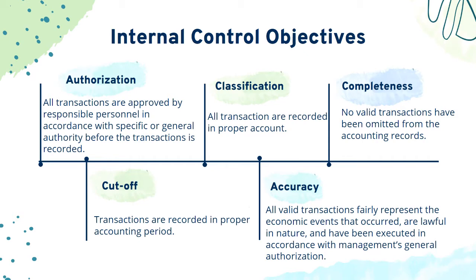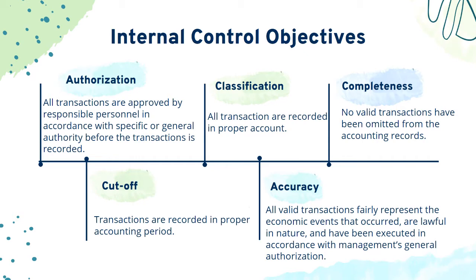Other than that is cut off. Transactions are recorded in the proper accounting period. For example, if goods are delivered prior to year end, they are included in the cost of goods sold, not inventory. In other words, now we are in year 2020, right? So meaning to say that all transactions that occurred from 1st January 2020 until 31st December 2020 must be recorded.